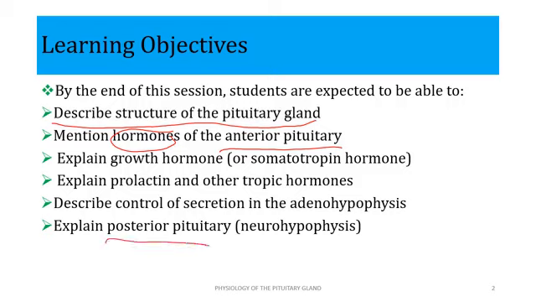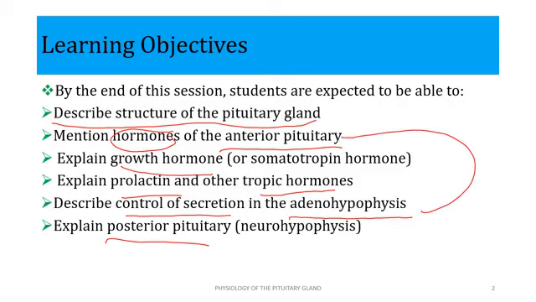We also have to describe the growth hormone together with the prolactin hormone and the other tropic hormones which are produced by the pituitary gland. And we have to describe the control of secretion of these hormones which are produced by the adenohypophysis. Of course, to insist, adenohypophysis is the terminology which is equal to anterior pituitary. Posterior pituitary sometimes is also known as the neurohypophysis.